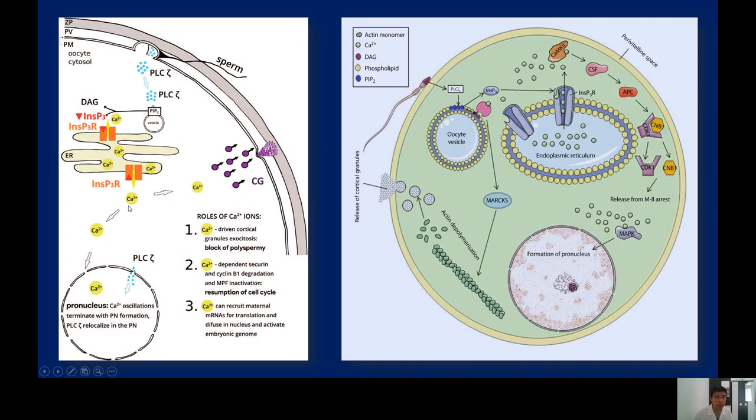And as you see here, the increase of calcium concentration will also trigger the formation of pronuclei, so the calcium oscillation terminates with pronuclear formation, but the calcium can also recruit maternal mRNAs for translation. This means the mRNAs of this oocyte will be triggered to synthesize proteins and become functional proteins, like enzymes, structural proteins and other functional proteins, and therefore this oocyte now becomes a zygote and is metabolically active.